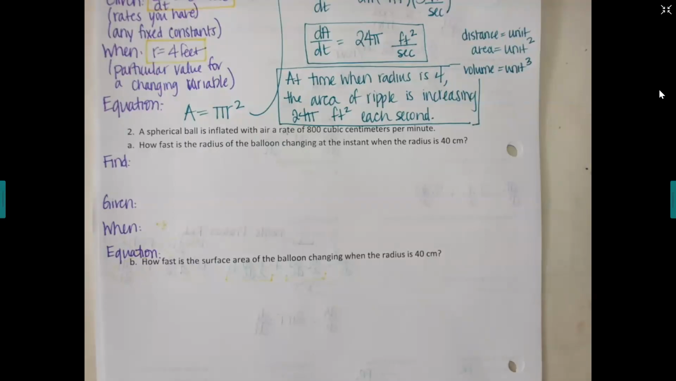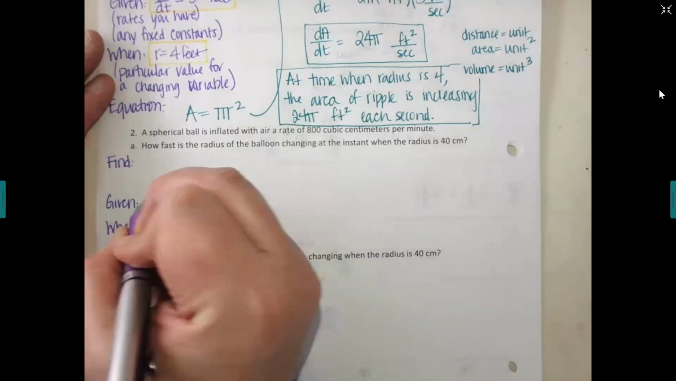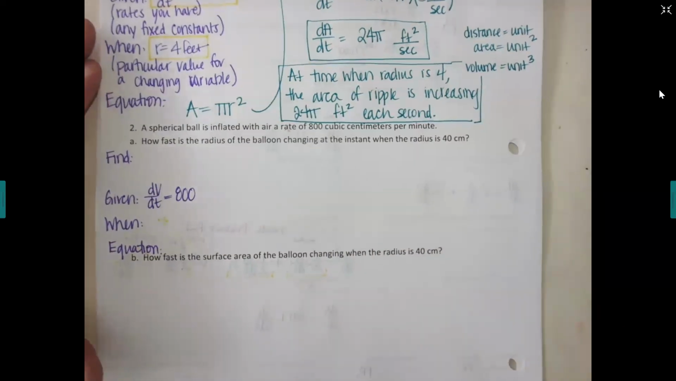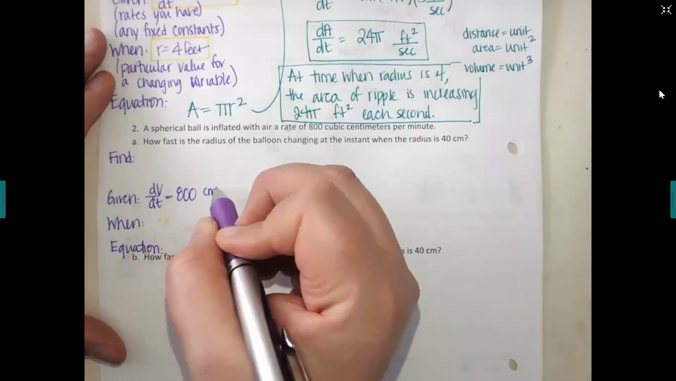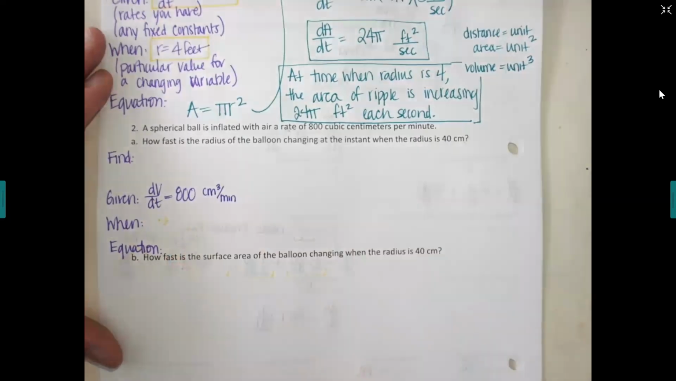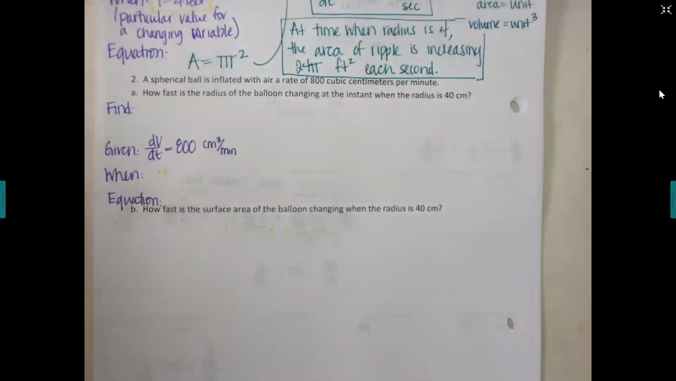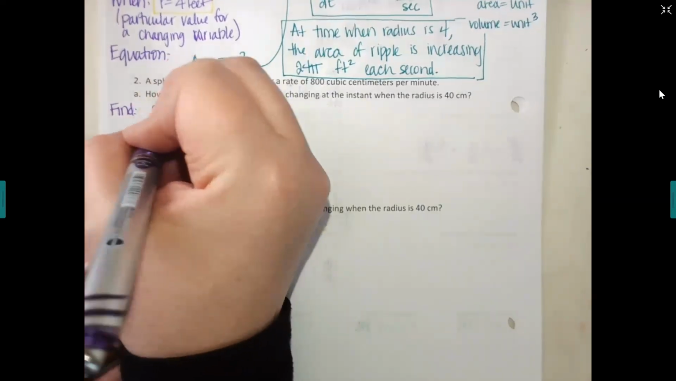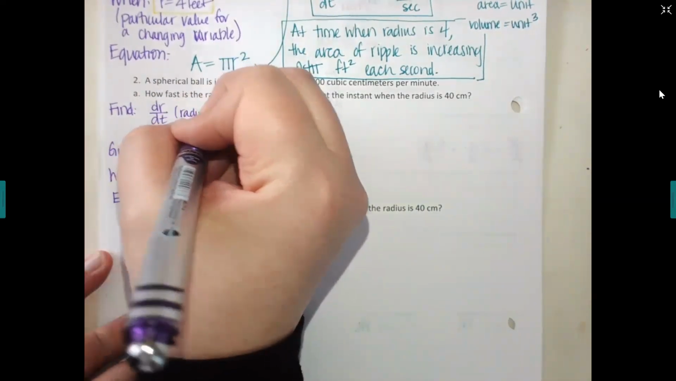All right, so a spherical ball is inflated with air at a rate of 800 cubic centimeters per minute. What is that measuring? Volume, and I know it, so I'm going to put it under given. dV/dt is 800. Remember, cubic centimeters is basically centimeters cubed per minute. Then it says, how fast is the radius of the balloon changing? What do I put for my find? dr/dt. That would be for the radius.